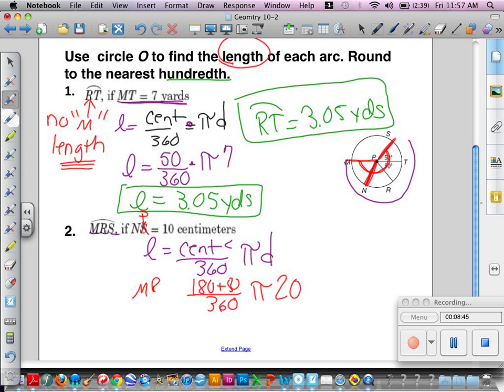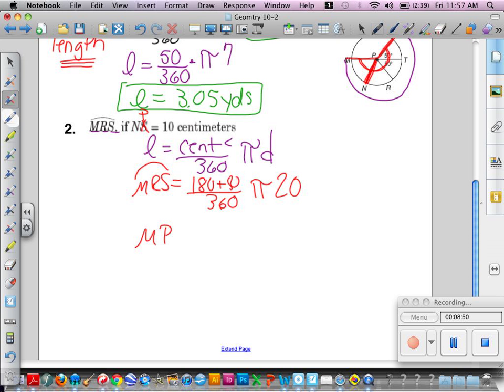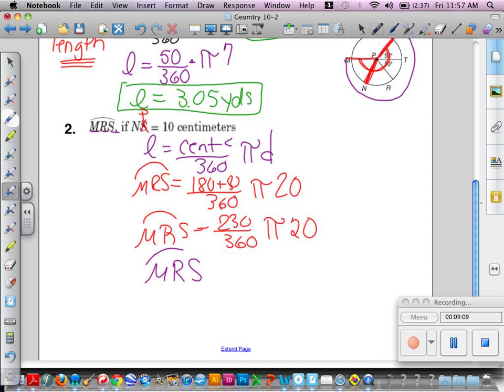So MRS equals, I'm going to take my 230 over 360, multiply it by pi, and then multiply it by 20. So my arc length is, multiply those together, and it says to go to the hundredths. I get 40.14, and my label is centimeters.